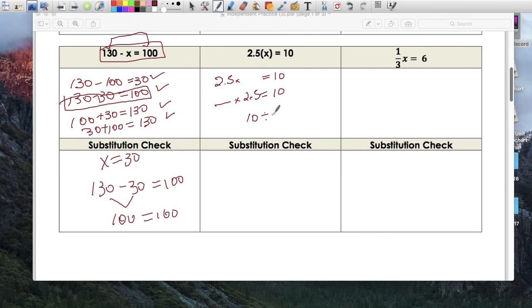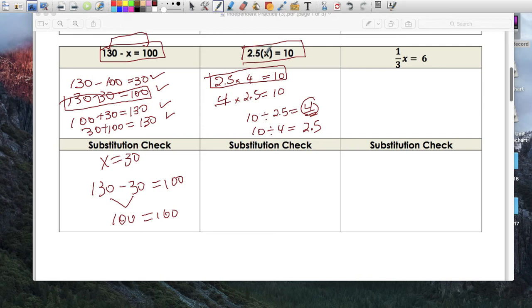10 divided by 2.5 is 4. Ooh, we get our third number. And then I can write 10 divided by 4 equals 2.5. So now that I know that my third number is a 4, I can come back here and fill it in. 4 times 2.5 equals 10, and 2.5 times 4 equals 10. And the one that is in this particular format is this one.